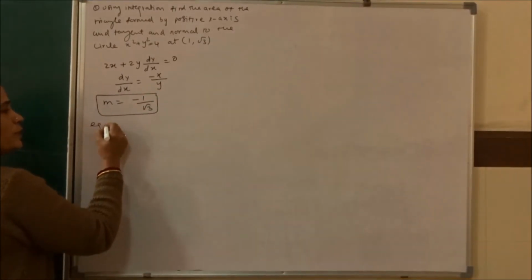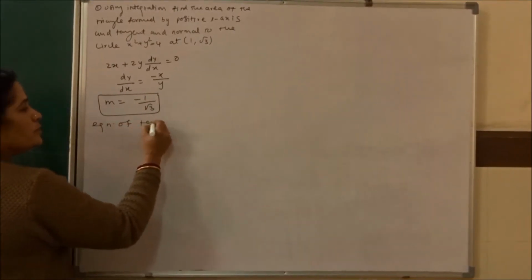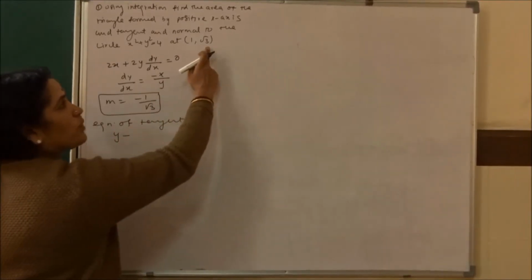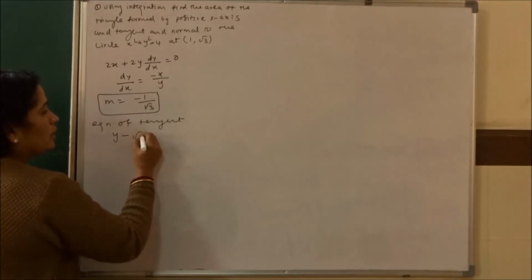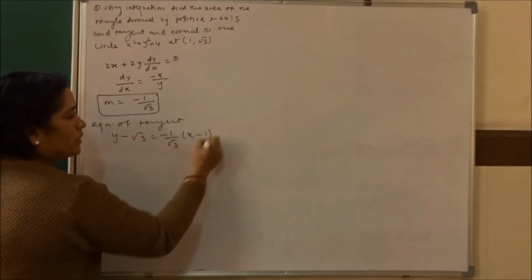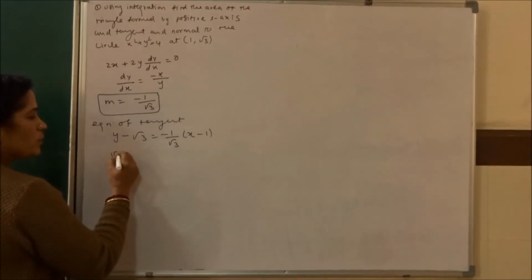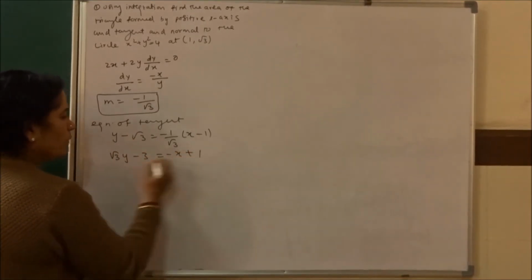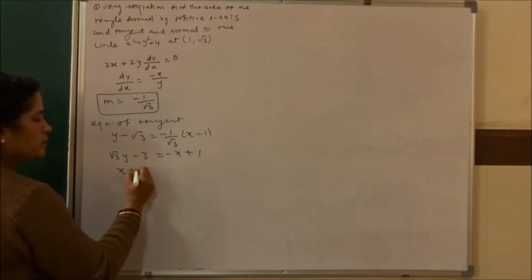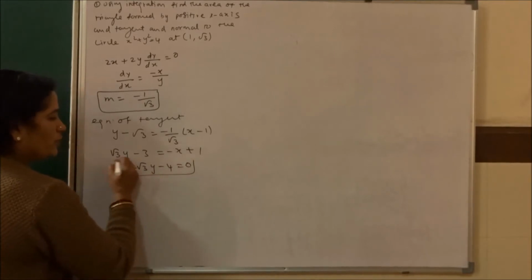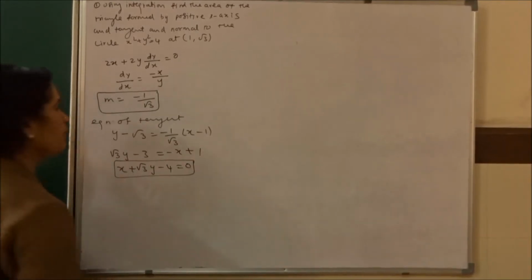Now I am finding the equation of tangent. So what is the equation of tangent? y minus y1. What is y1? y1 is root 3, equal to m, minus 1 upon root 3, into x minus x1. Clear? Now I am taking cross multiplication: root 3y minus 3 equal to minus x plus 1, or otherwise finally we are getting x plus root 3y minus 4 equal to 0. This is the equation of tangent. Clear?